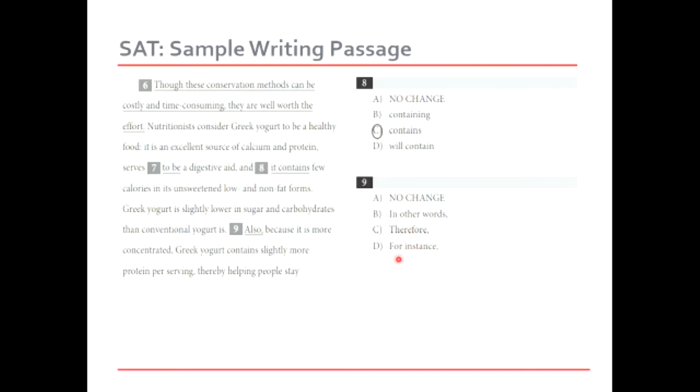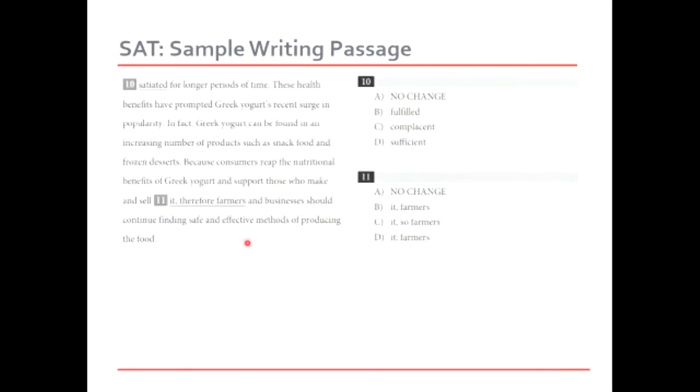And then option D, for instance. For instance means for example. This sentence is not stating an example of the previous one. Therefore, the right transitional word that we are going to use over here is also. Pretty clear? So no change in this one.